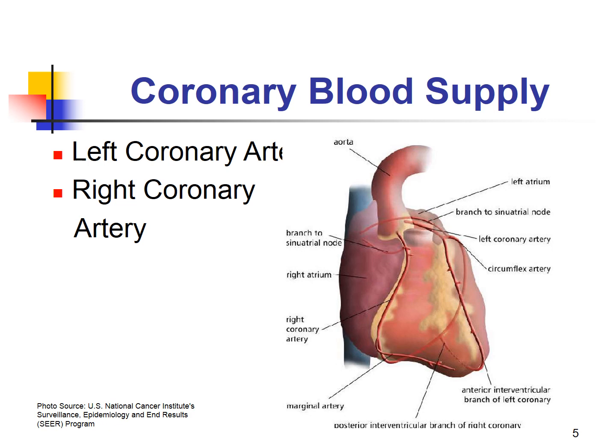And the circumflex supplies the left atrium, the lateral and posterior left ventricle, and the SA node in 39% of the population. The right coronary artery supplies the right atrium, the right ventricle, the inferior part of the heart, the SA node in 59% and the AV node in 88%. And this is really important because if there's a decrease in blood flow, these are the areas that are affected.